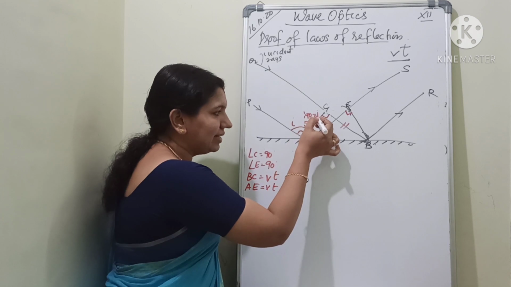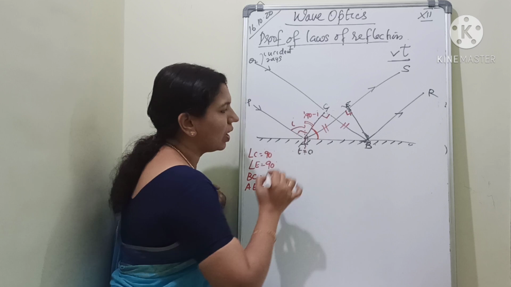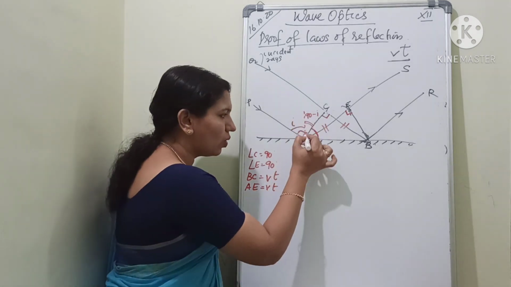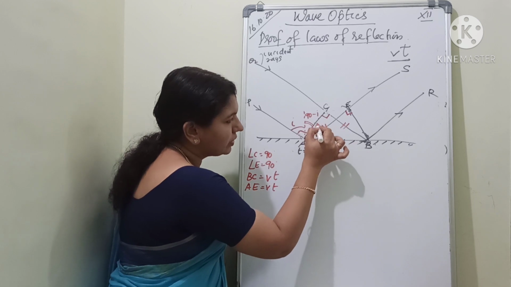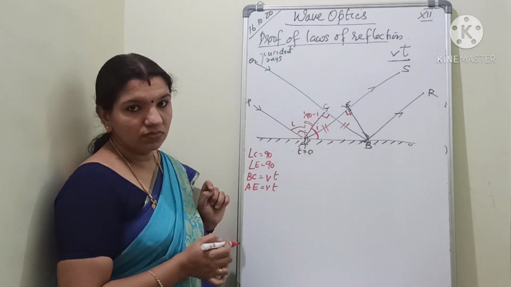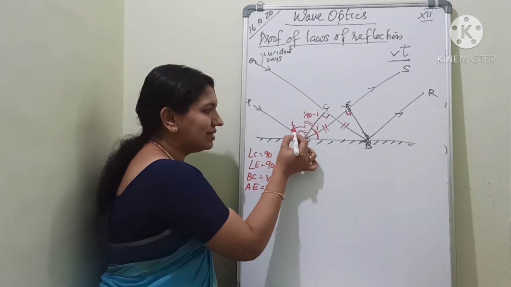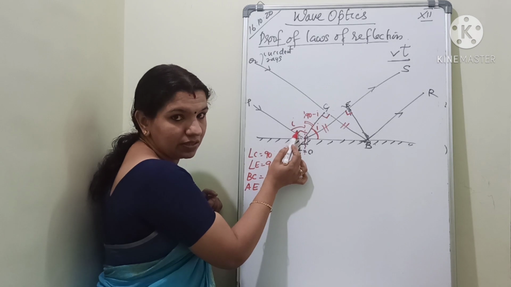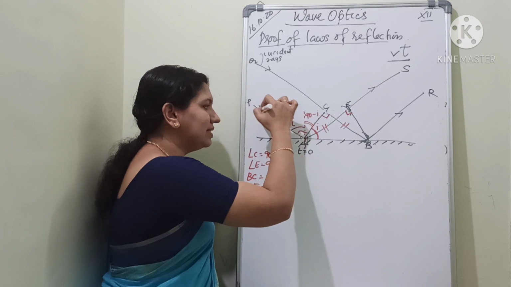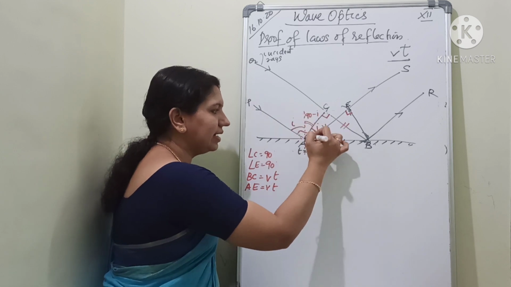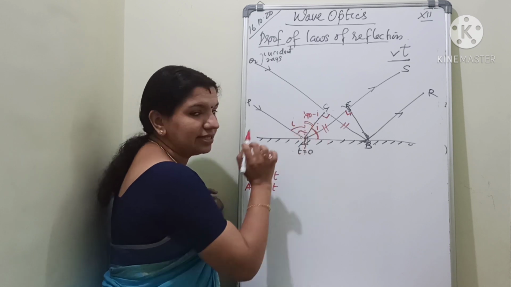Now if this is 90 minus I, what about this value? How can you find that? Because this is also 90, right? So this is equal to I. Once again, listen carefully. This is the normal. So this angle is I, angle of incidence. Now what about this angle? Because this is 90 degree, this is 90 minus I. So you got two angles, I and 90 minus I.